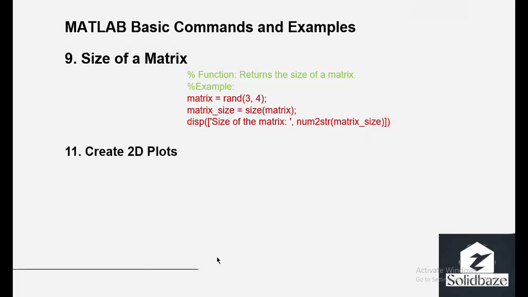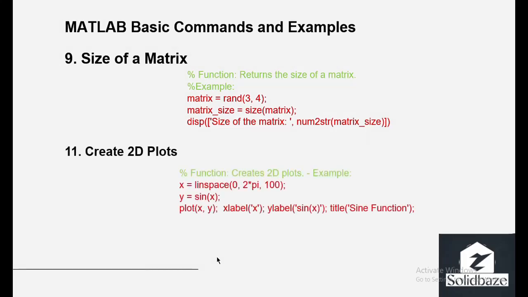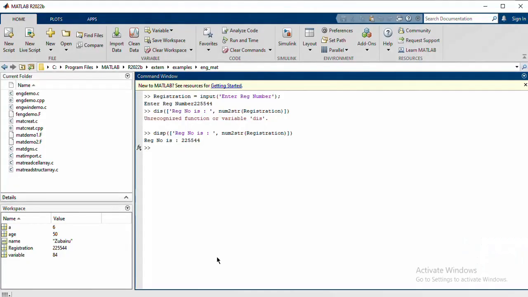Then for 2D plot, we can use this function to create a 2D plot, which we're going to do. I think it's important because we're going to be using a lot of plots, so it's important to see how you can create a plot. So for this 2D plot, we simply type in the command in our window. Let's clear the workspace and clear the command window.